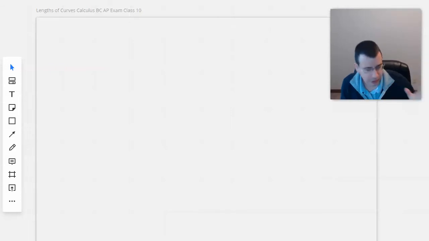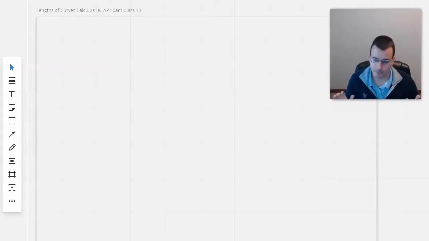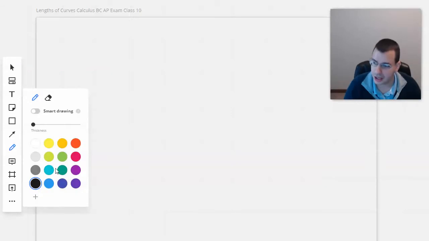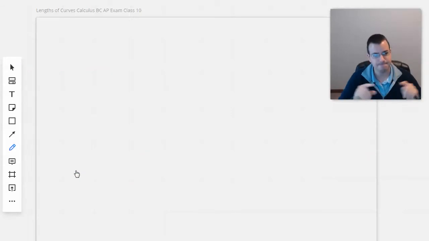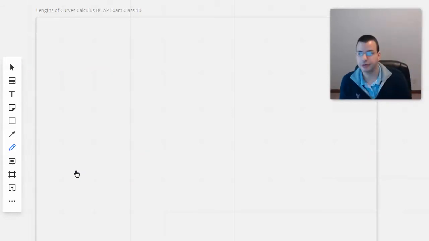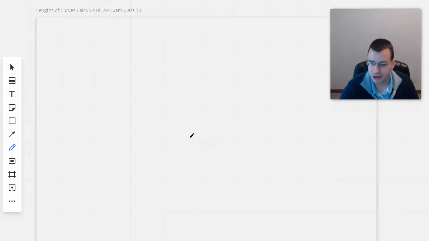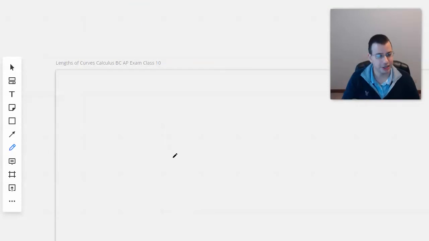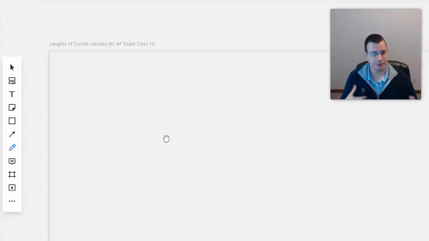Delicious. Today we're going to go over length of curves. Before, we did the shell method and the disk method for finding volumes. This time we're going to find the length of a curve. Along the same lines of thought, I'm going to focus less on memorizing and more on understanding a concept or mnemonic to work your way through it.